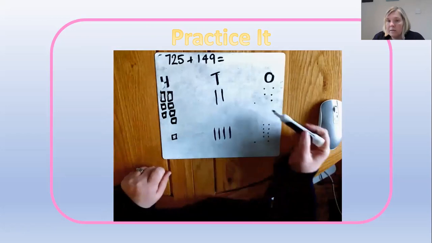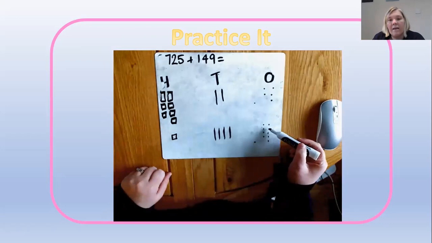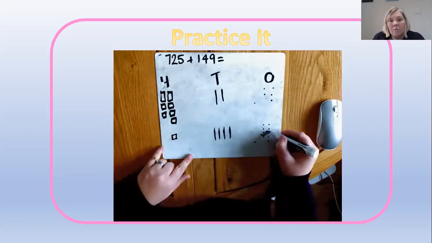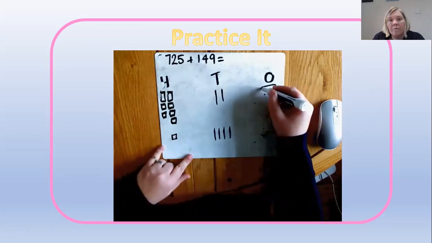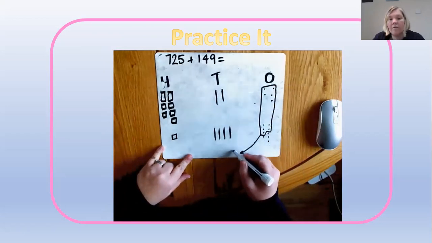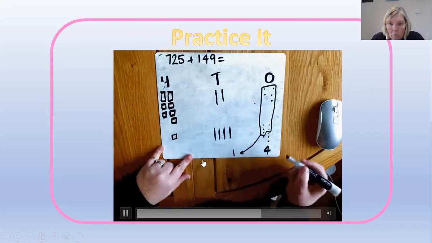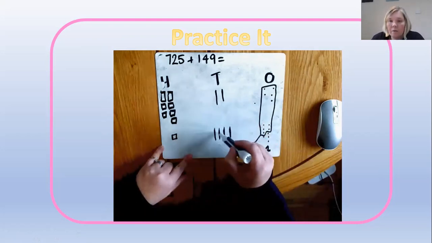So which column am I starting with? I'm still starting with my ones column. 5, 6, 7, 8, 9, 10. So I draw around those 10 because they are going to make my 10. I can't have them in the ones column because it gives me too many digits to put in that column. I can only go up to 9 because if I've got 10, that's too many digits to go in my ones column. So now I've got 4 in my ones column and that's okay.